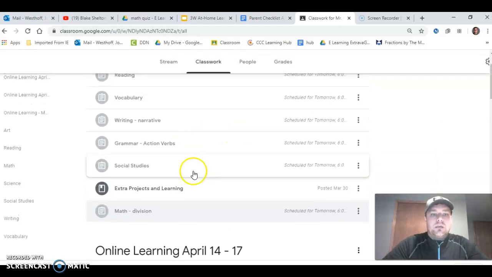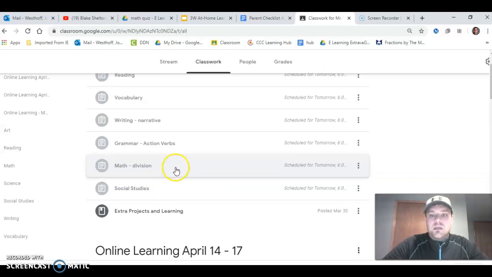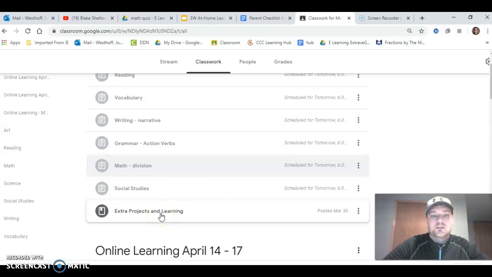And this week, instead of science, we're moving on to social studies. There's a PDF that I took our social studies magazine and the school scanned it in for me, so they'll click on that each day, read their section, and then respond. And then we have extra projects and learning if you guys want it.